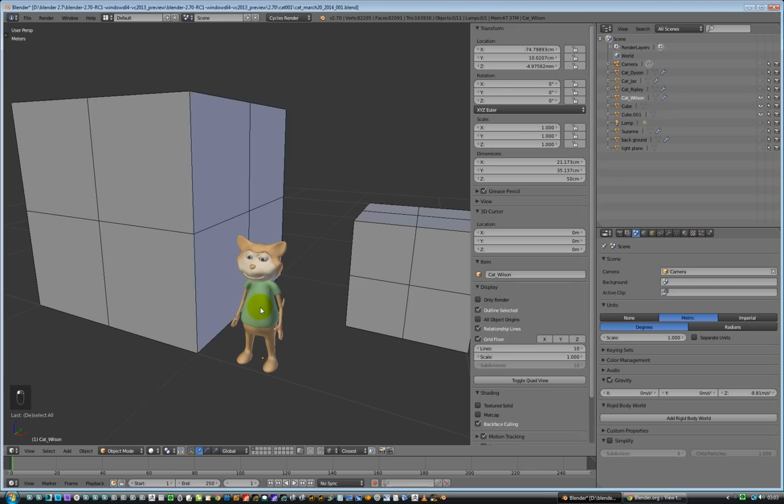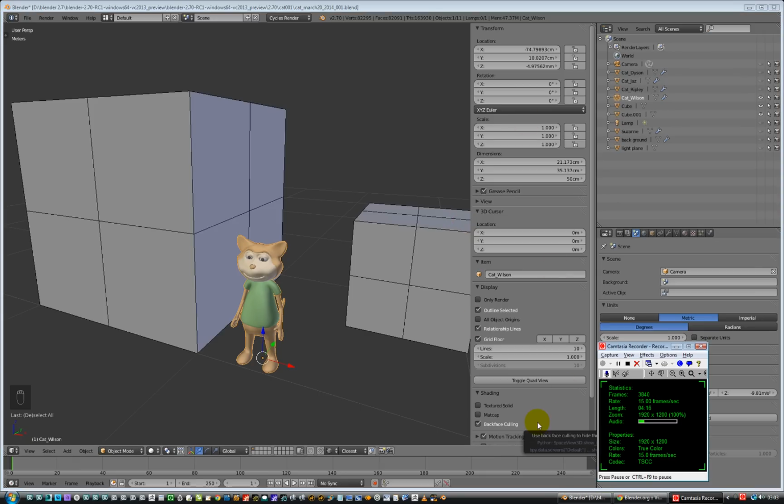And now you'll notice that this guy, when we look at him here in dimensions, he is 50 centimeters tall, 35.137 centimeters in the Y, and so on in the Z. There you go. And that is the measuring system. Not that difficult when you know where it is.